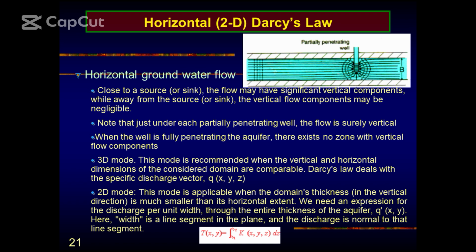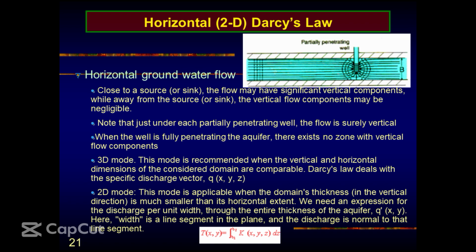Close to a source or sink, the flow may have significant vertical components, while away from the source or sink, the vertical flow components may be negligible. Note that just under each partially penetrating well, the flow is surely vertical, as we can see under it, isn't it? It is surely vertical. When the well is fully penetrating, there exists no zone with vertical flow components.